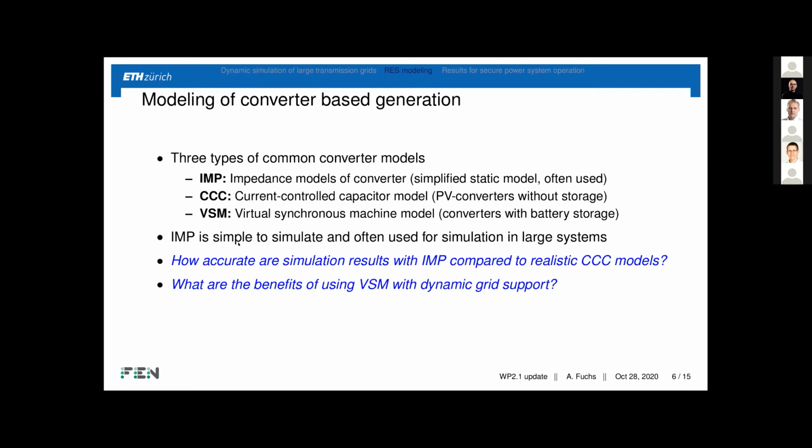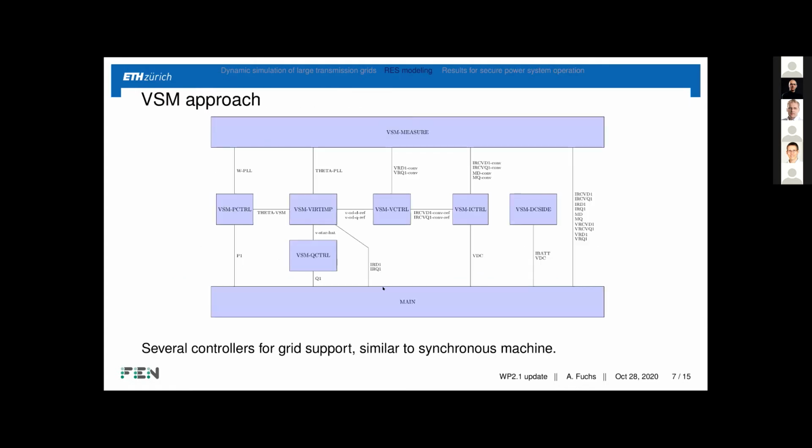So as I said, the IMP model is often used for complex systems, and we will now look at how realistic these models are compared to the CCC, and what is the potential you can gain if you add dynamic support from the converters. Here's an overview of this converter structure, VSM. There you see a lot of control blocks, setting virtual impedance, Q control, and P control, basically setting the set points of the converter based on the measurements they receive from the system.